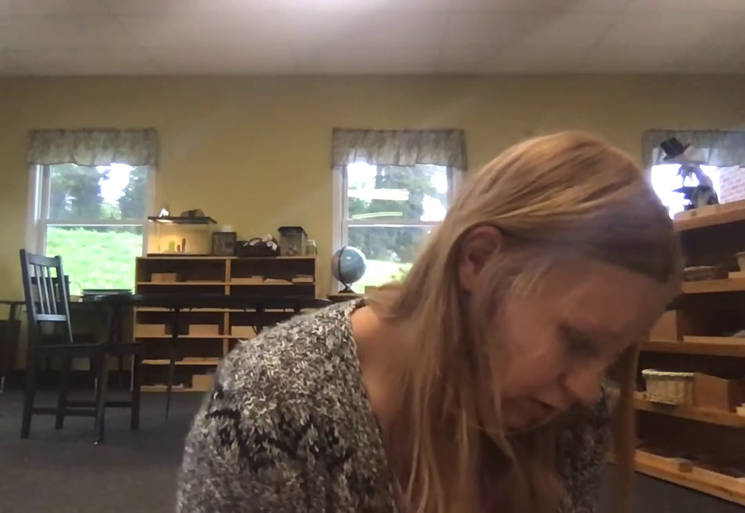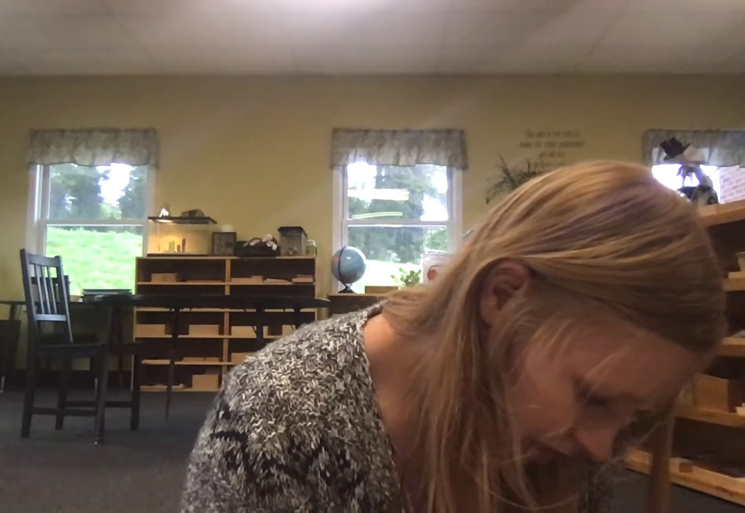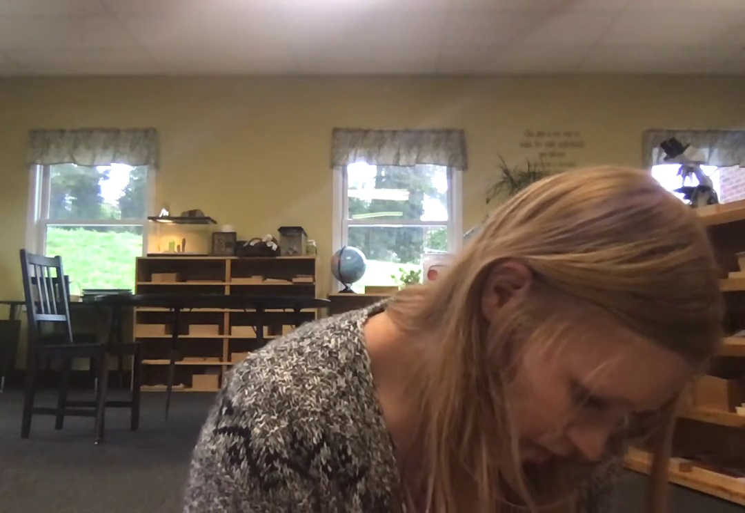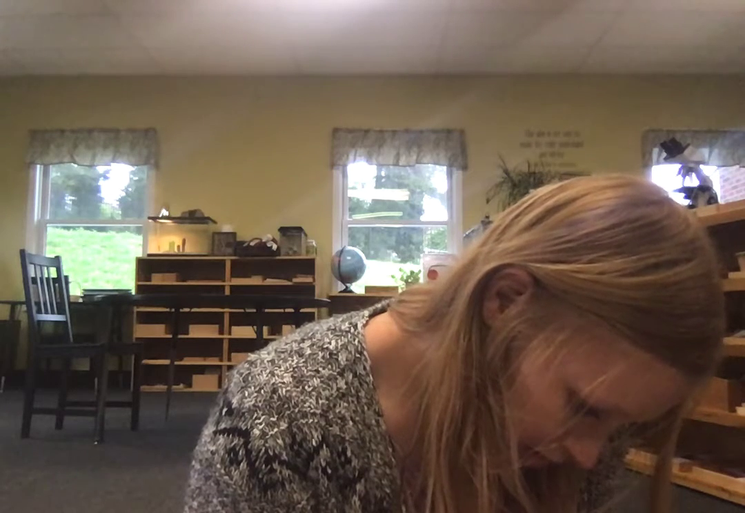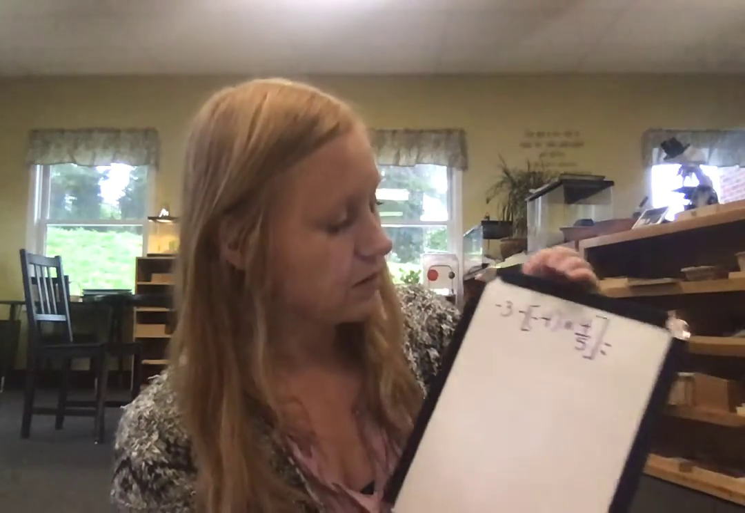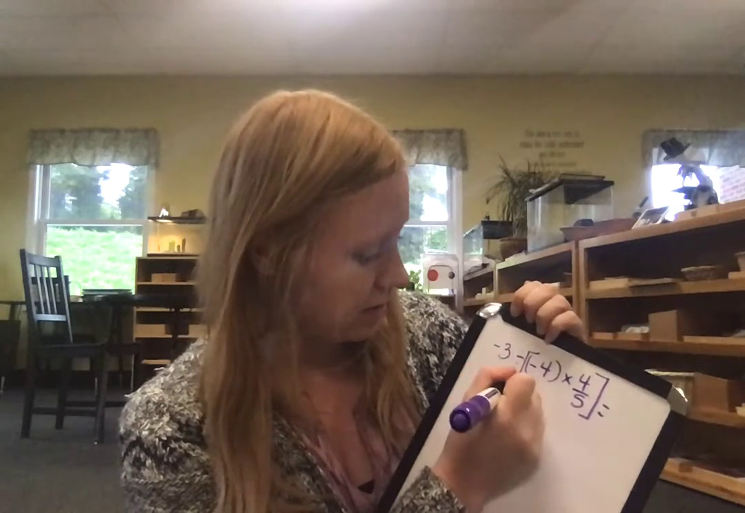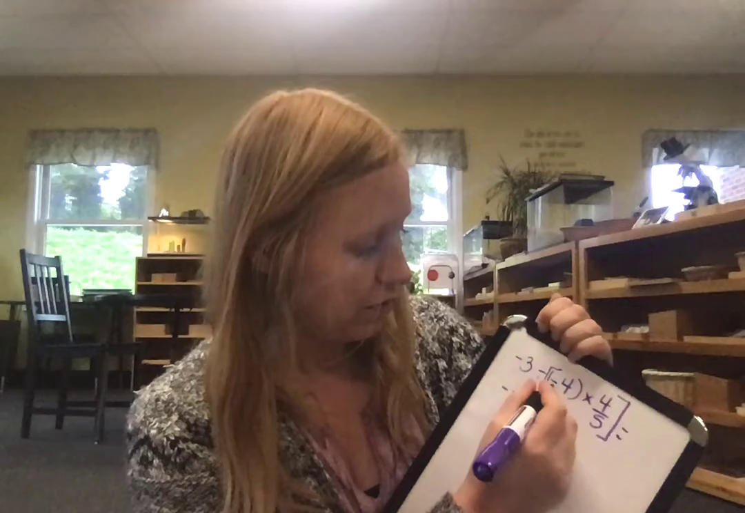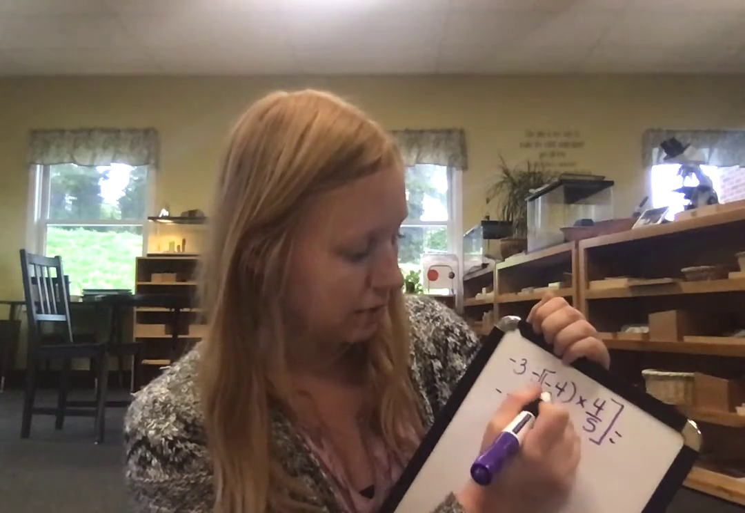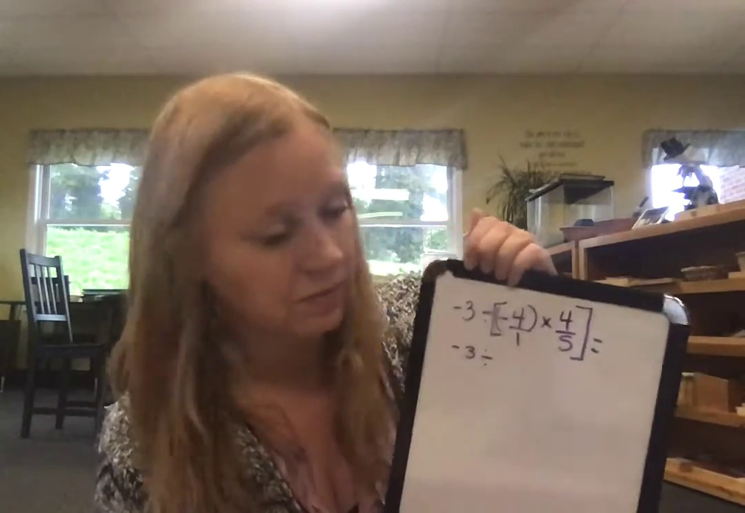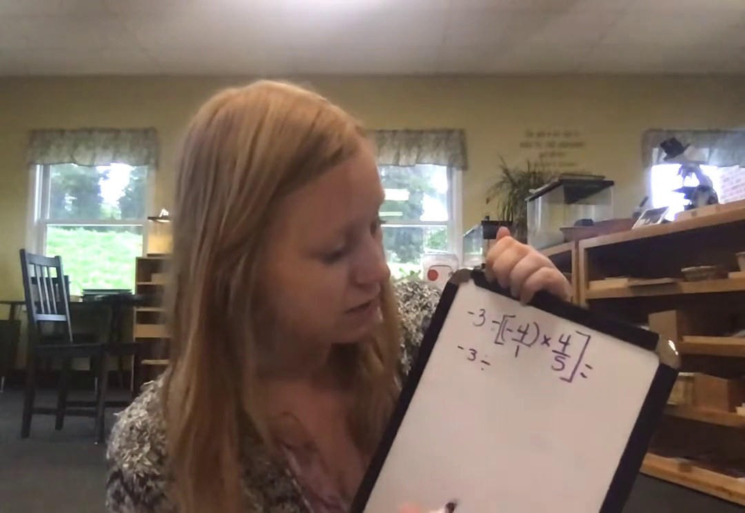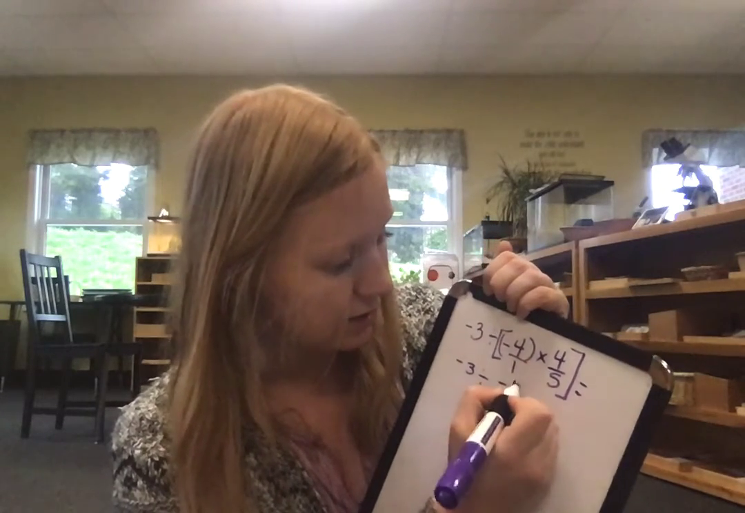Okay, moving on to number 5. Negative 3 divided by negative 4 times 4/5 equals. Okay, so I'm going to deal with this first. Negative 3 divided by negative 4 times 4/5. Well, we could look at it like that too, right? Well, negative times a positive is going to give me a negative. Negative 16/5.